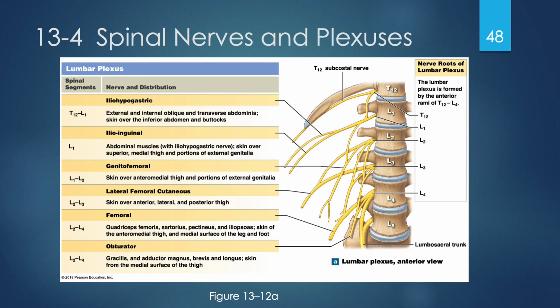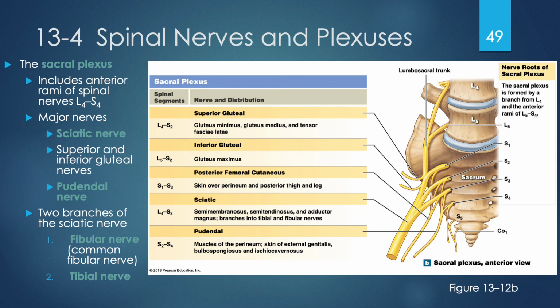And the obturator is deeper. It does the gracilis and adductor magnus, brevis, and longus, which we'll study all that in the muscular system in 206. And it also innervates skin from the medial surface of the thigh. The sacral plexus arises off of spinal nerves L4 through S4, so lumbar 4 through sacral 4. And some of the major nerves that arise off of that include the sciatic nerve, which of course has a major clinical application in terms of sciatica.